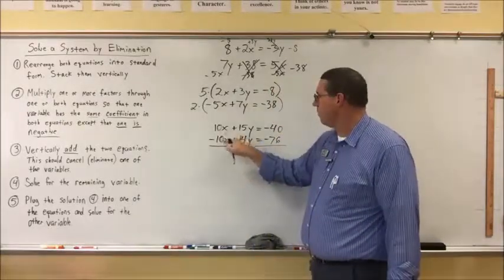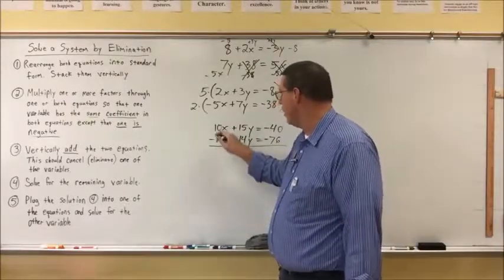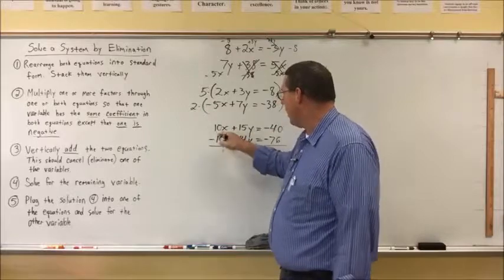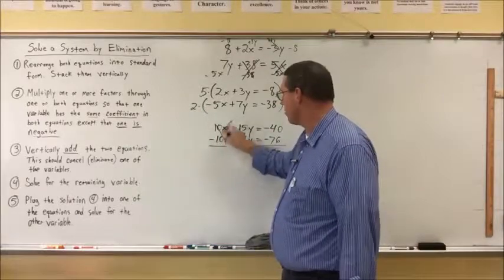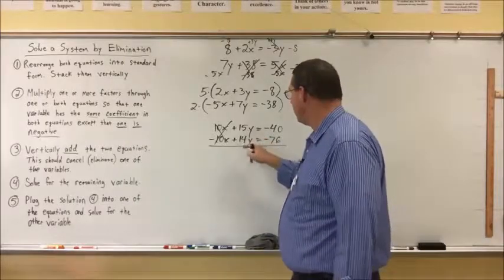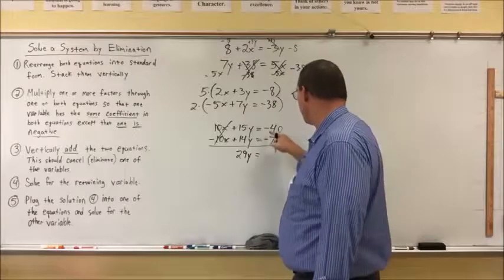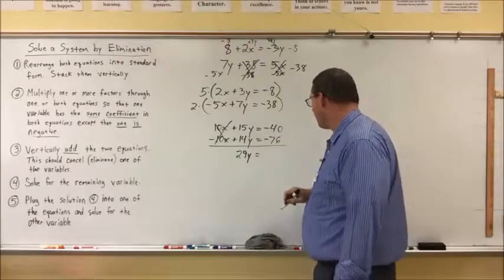Now, I have the same number in front of one of the variables, in front of x. One of them is positive, one of them is negative. So now I can add. And 10x minus 10x cancels. That eliminates. My x's are now gone. 15y plus 14y, well, that's 29y. And that equals negative 40 and negative 76.